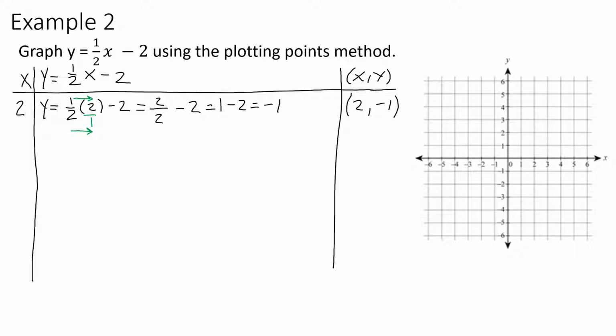Now let's do the same thing for when x equals 1. So when x equals 1, y equals 1/2 times 1 minus 2. Well, anything times 1 is just itself, so that simplifies to 1/2 minus 2. Notice that I'm keeping my fractions vertical. That will help when you work with fractions. So I need to simplify 1/2 minus 2.